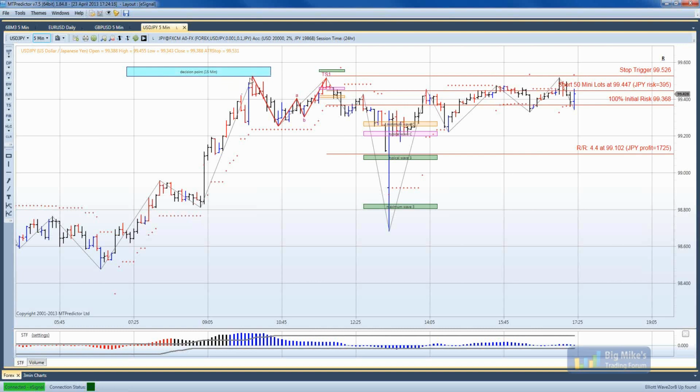resistance area. The initial move off that is wave 1. The initial correction is wave 2. The move off that is then going to be a strong wave 3. And that's the basis of this particular, we'll call it a wave 2 trade setup.